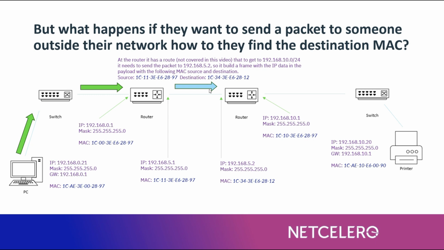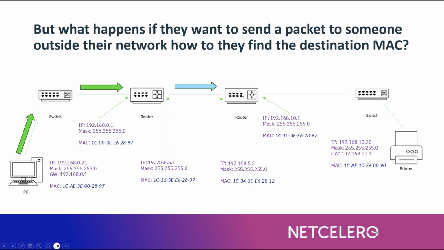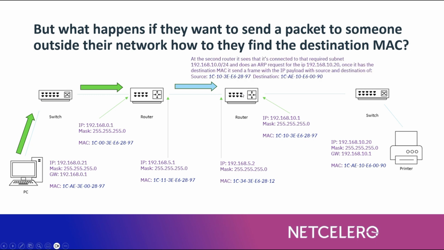So when the frame arrives at this router here, at the second router, it sees that it's connected to the required subnet 10.0. So it's not a route to the next hop. It knows it's connected to that network. So what it does, it sends out an ARP request to find out who .10.20 is. So similarly, as we showed earlier, it would send out an ARP, the switch would send it out all its interfaces, and the printer would reply telling the router what its MAC address is, which is here.